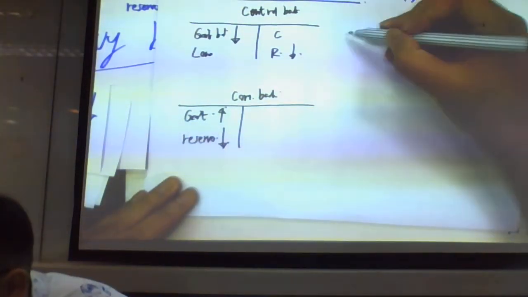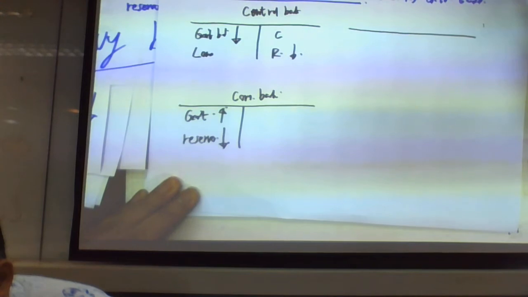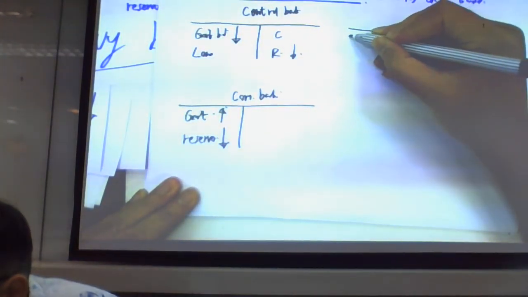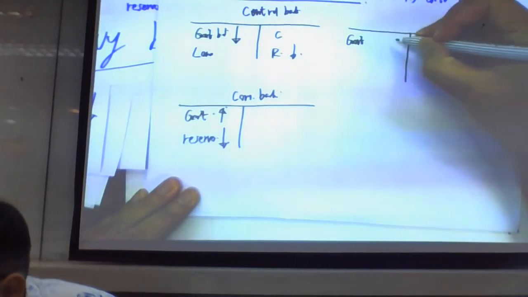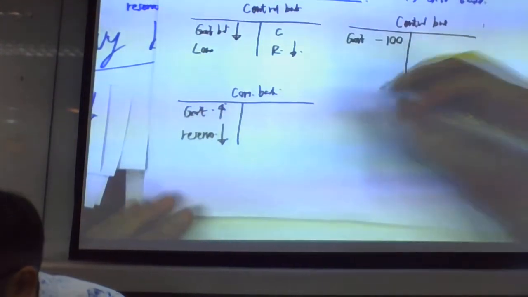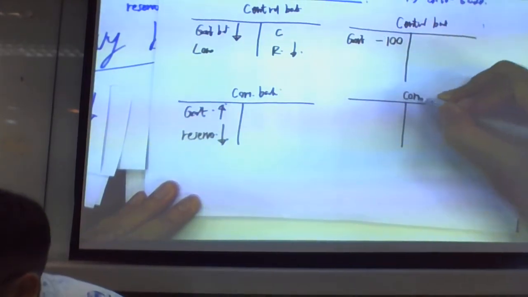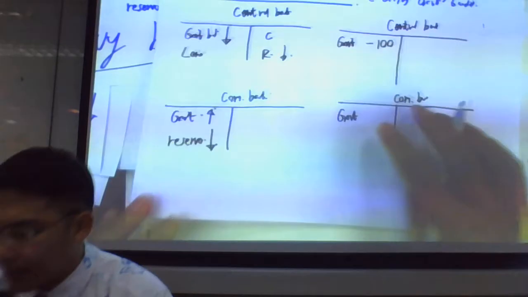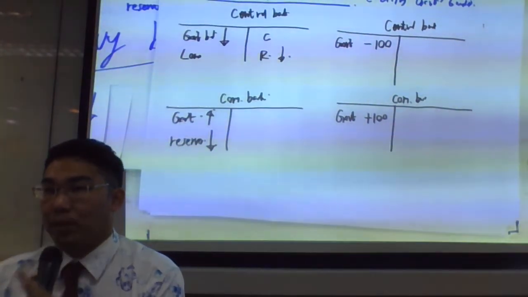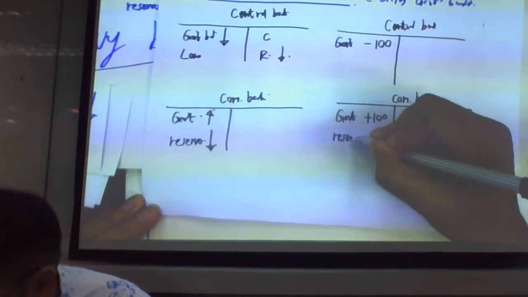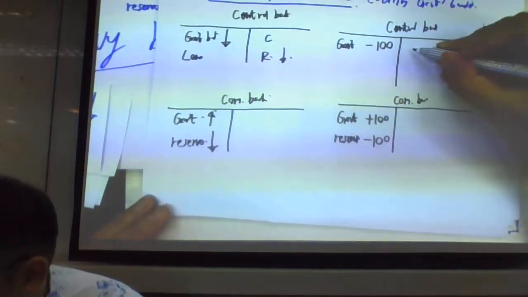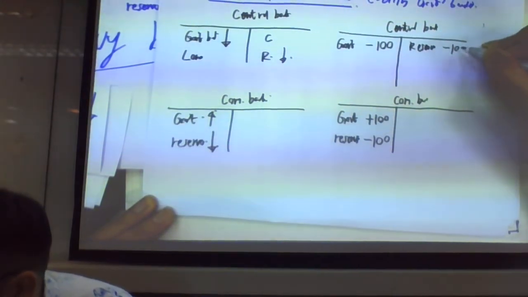So if I use numbers, suppose that I sell you government bonds worth 100 million. You will see that the government bond will decrease by 100 million. This one is the central bank. For the commercial bank, the government bond on the asset side will increase by 100 million because now I sell the bond to you. And the reserve on your asset side should decrease by 100 million because this amount of money you used to pay me. And the reserve here on the central bank side should be decreasing by 100 million.